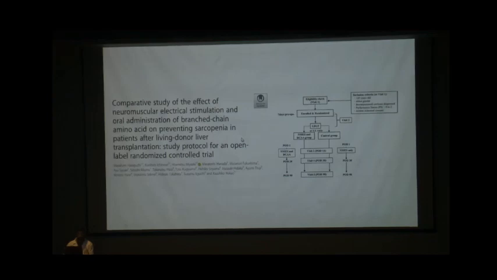In post-transplant, there is an ongoing study in Japan, a comparative study of the effect of neuromuscular electrical stimulation and oral administration of branched-chain amino acids on preventing sarcopenia in patients after LDLT. It is still an ongoing, unpublished study. They gave neuromuscular electrical stimulation along with branched-chain amino acids during hospital stay daily, and thereafter every 14th day till 3 months, and found that patients improved and had more muscle mass, appendicular mass and lean mass as compared to patients who did not receive neuromuscular stimulation.